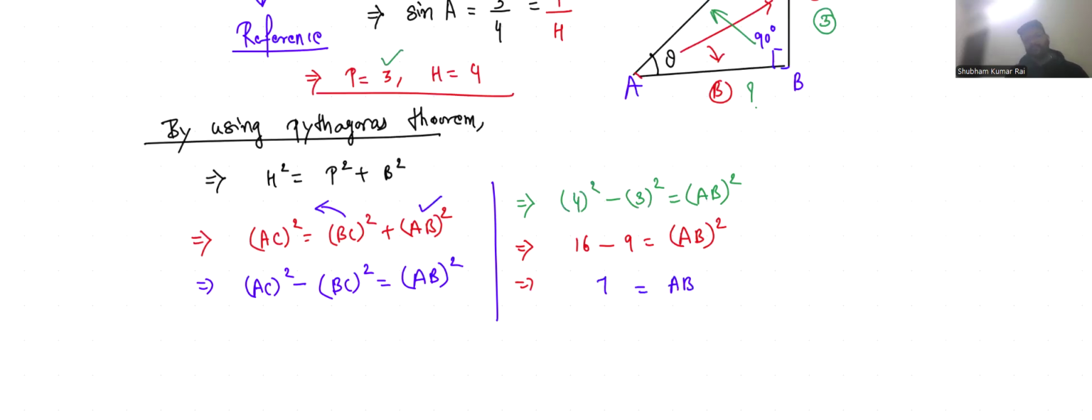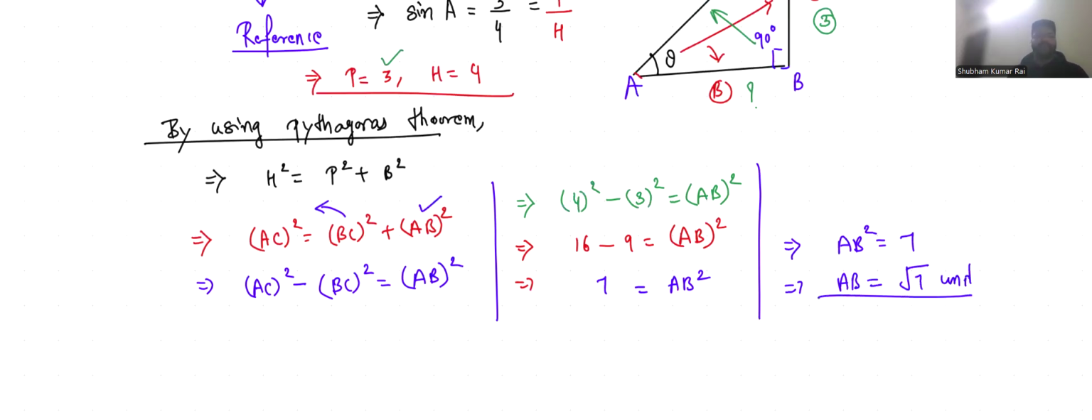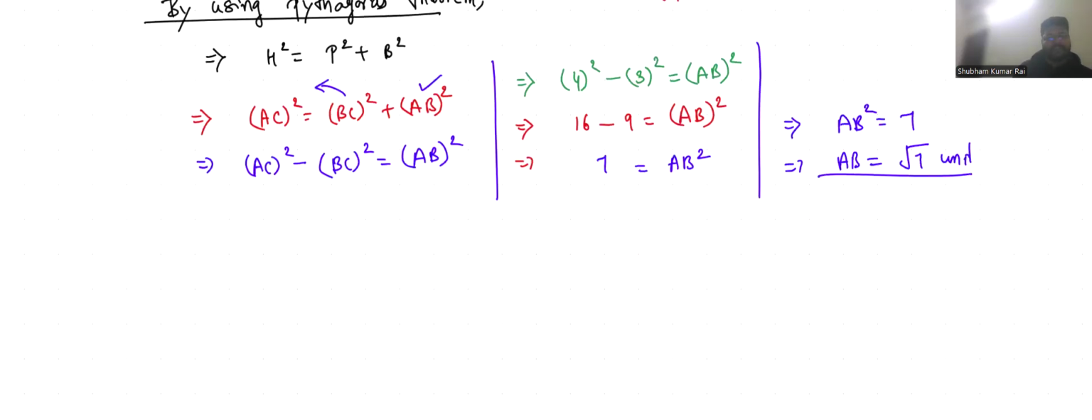If we solve it further, it will become AB. Now, the square will be shifted there and you will get the value AB is equal to under root 7 unit, right? So we have got our base value as under root 7. Now, what do we have to find? We need to find a trigonometric ratio, that is cos A. What is the formula? That is base upon hypotenuse. What was the base? That was root 7, and the hypotenuse was 4. So we have got the value of cos A.